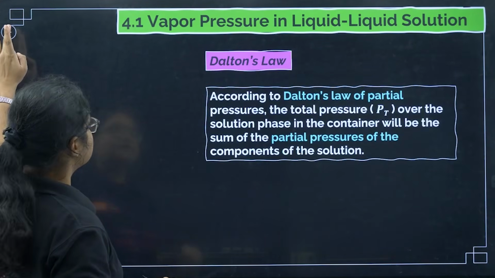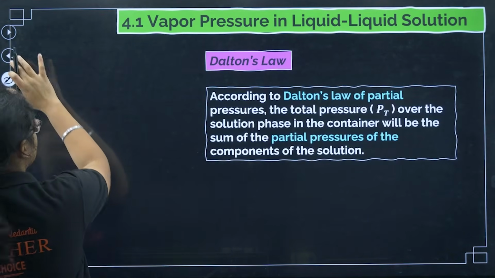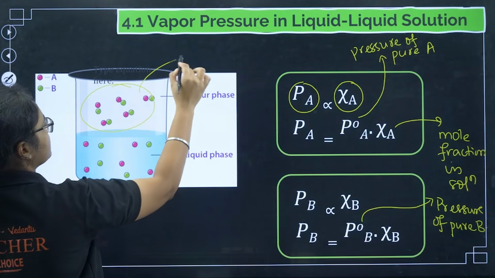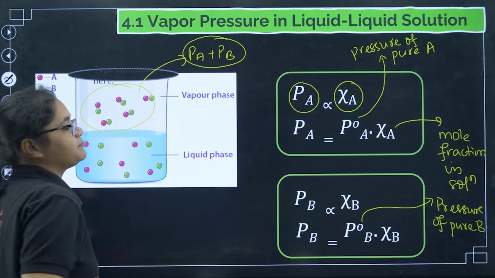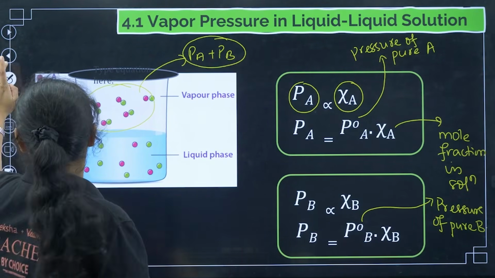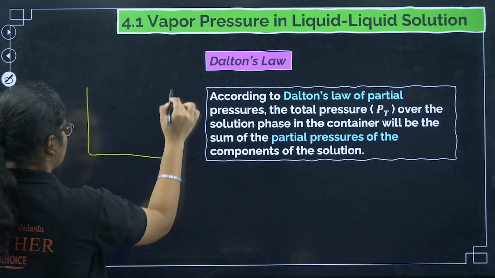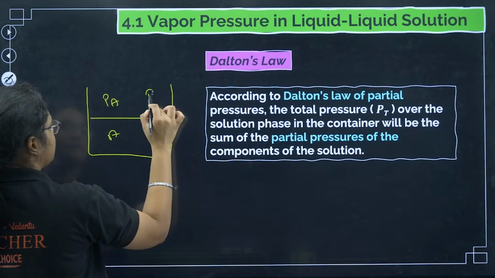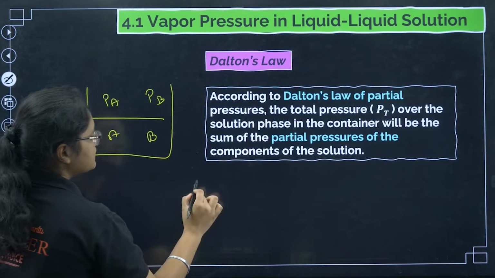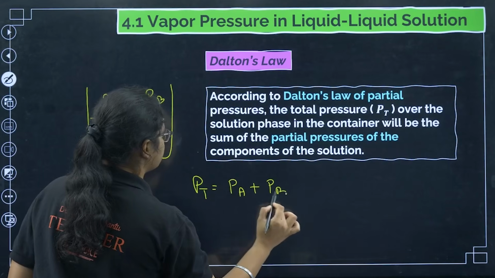Now what is the total pressure then? If you see at this point in this container, what is the total pressure? Total pressure is PA plus PB, given by Dalton's law. So what I am saying here is, if you have a container with two particles A and B, PA is the pressure here, PB is the pressure here. Then P total is equal to PA plus PB. This is Dalton's law.